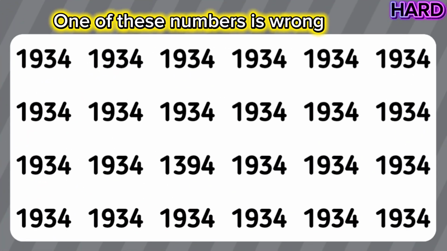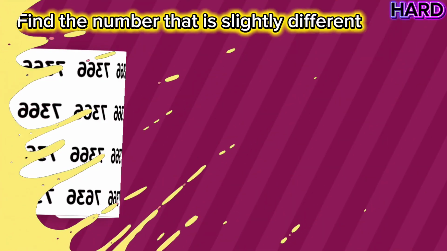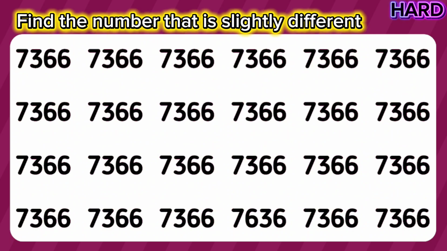One of these numbers is wrong. Find it within given time. The time is over and the wrong number is here. Hey genius, find the number that is silently different. The time is over and the different number is here.